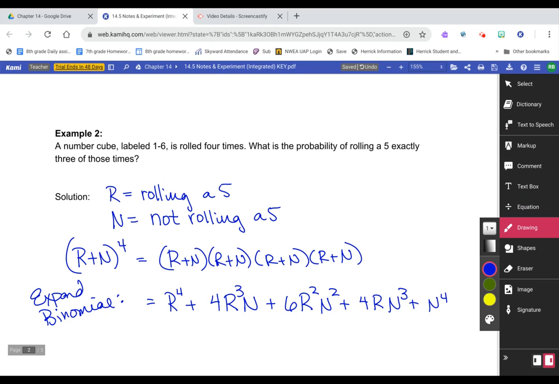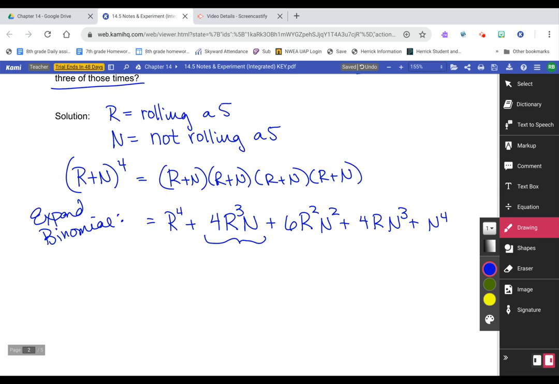We wanted to figure out what is the probability of rolling a 5 exactly 3 out of those 4 times. So that's represented by this term right here. So we're going to use that information. We're going to say the probability would be 4 times the probability of rolling a 5, which is 1 out of 6, cubed, times N, the probability of not rolling a 5, which is 5 out of 6. So now when you multiply across, you end up getting 5 out of 324.